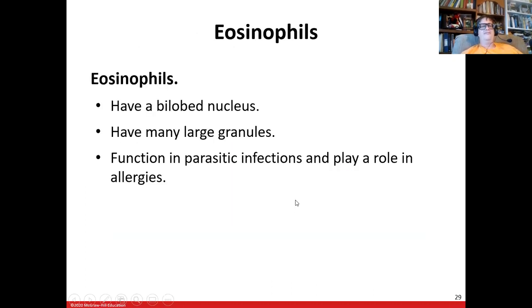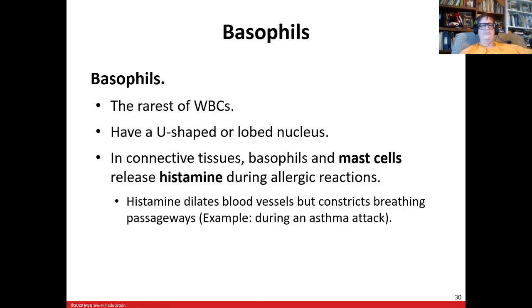All right, eosinophils, they have two big lobes on their nucleus. They have lots of red granules, eosin granules. And if you have an elevated number of eosinophils, your body's saying, oh, there's a parasite. So parasitic infections, parasitic worms, things like that. That's the type of thing they'll fight. They also are involved in allergies.